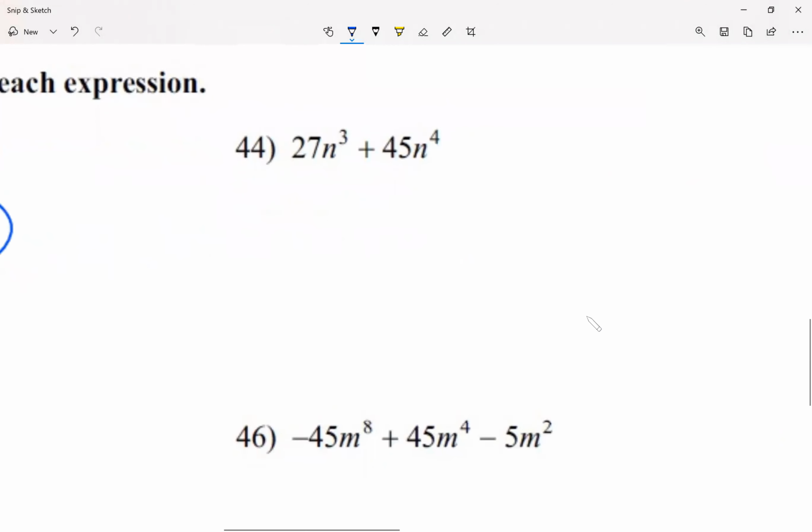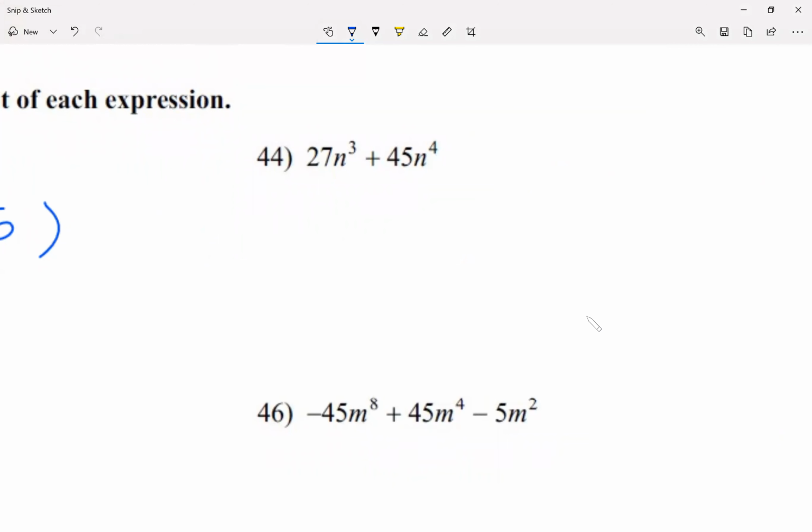Now let's take a look at question number 44. Now I have a polynomial with only two terms. And then I look at number-wise, 27 and 45. So we learned how to find the greatest common factor. The biggest number I can divide 27 and 45 by will be 9. So number-wise, I'm going to factor out a 9. I'm going to divide everything by 9. Now, I notice that every term has a letter. The smallest exponent is n to the third. So I'm going to write n to the third. So we learned that this was the greatest common factor.